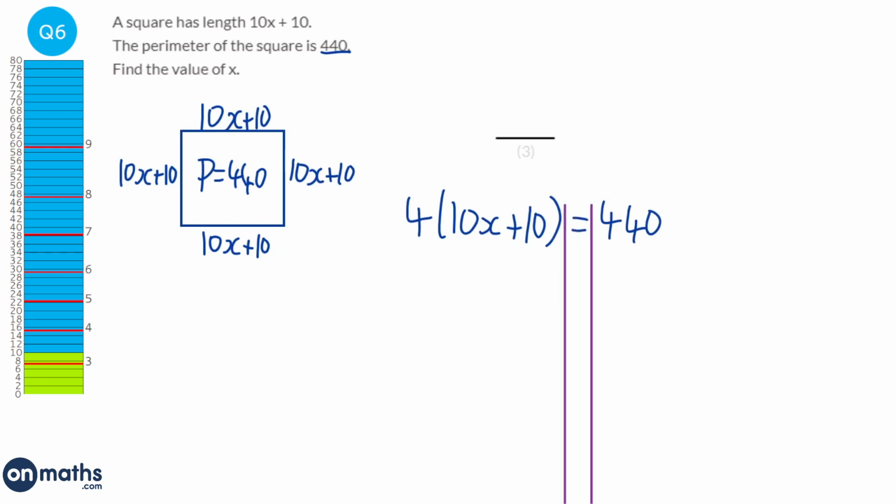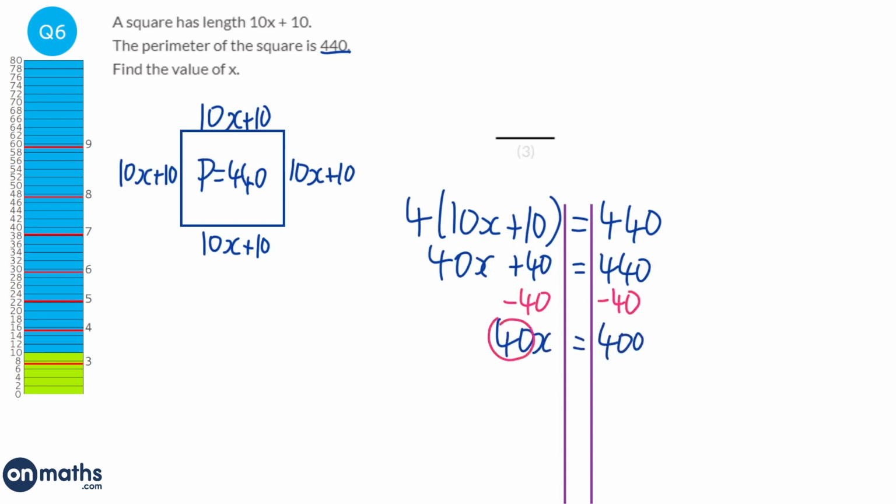We're told in the question that the perimeter is 440. So put our lines in because we're going to solve, and we're just going to start by expanding the brackets. So that'll be 40x plus 40 equals 440. Then we're going to get rid of the plus 40 first, so take away 40 both sides. And so that would be 40x equals 400. And then we get rid of the 40 before the x, so we divide both sides by 40. And we've got x equals 10. So our answer is 10.